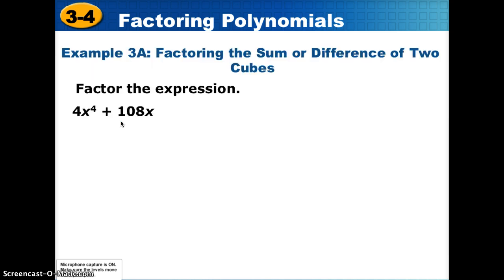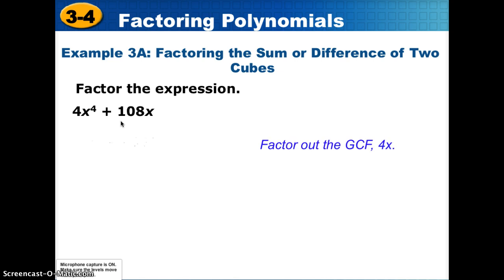So let's take a look at an example. Now you notice with this example, the first thing that we see is we do have a common factor, and the rules of factoring are all followed by the first rule, which is factor out any GCF, any greatest common factor you have. So our greatest common factor in this example is 4x.